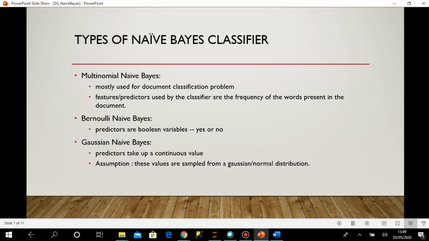The features, or predictors, used by the classifier are the frequency of the words present in the document. So how it is done: suppose you have a question paper, so a number of words are present.